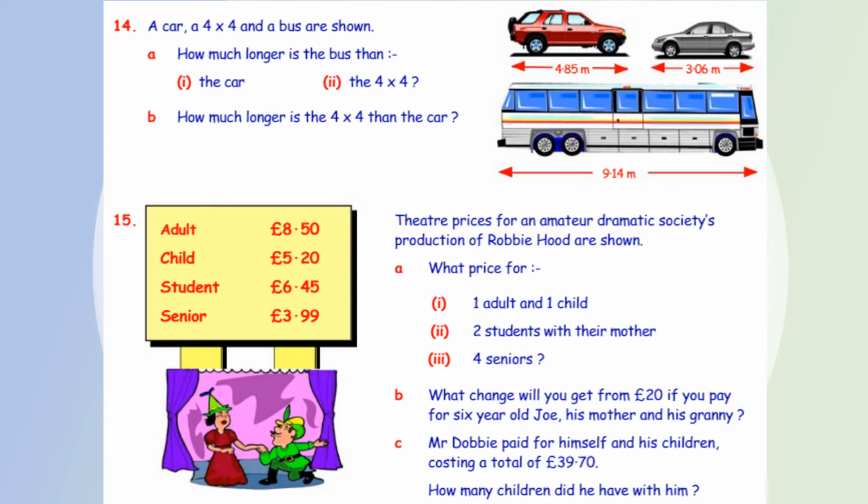Okay, so you are starting with A, and A is in three parts. 1, how much does it cost for one child and one adult? 2, how much is it for two students and their mum? And 3, how much is it for 4 seniors? So those three are straightforward. B, what change will you get from £20?